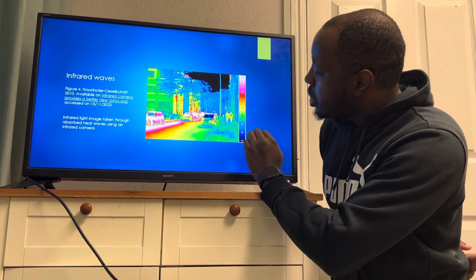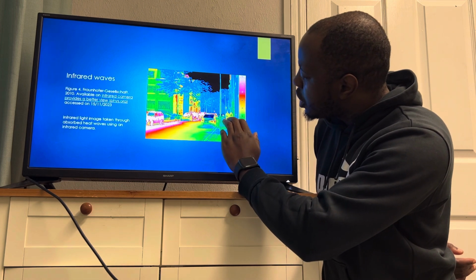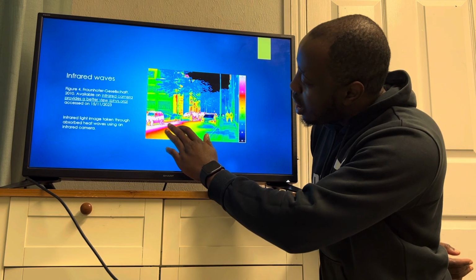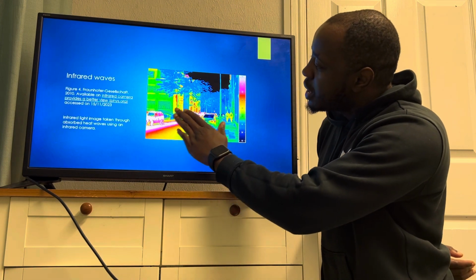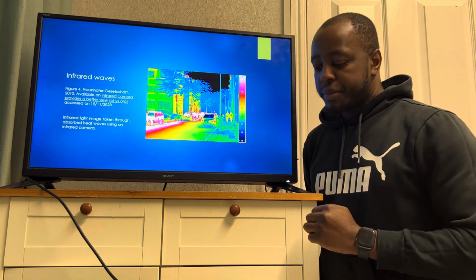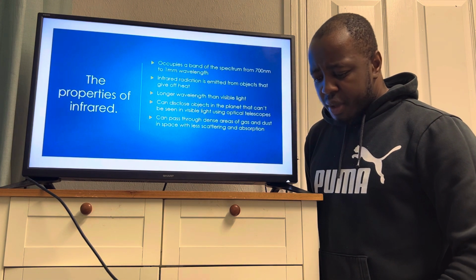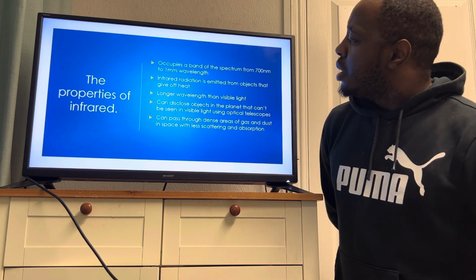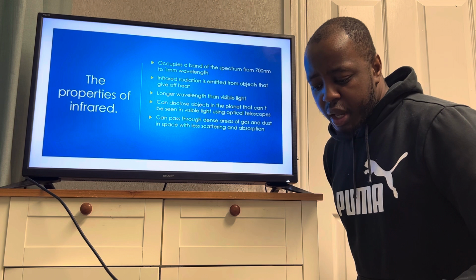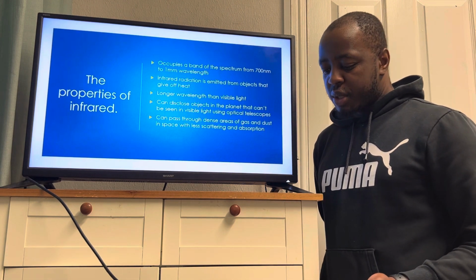Okay. So you've got a car there, it's emitting a bit of heat. There's red shade on it. You've got people there with red shades on them. They've got a building with red shades on the road there. So all that indicates heat, which then translates to infrared waves, right? And again, we did say infrared can disclose objects in the planet that can be seen and can pass through dense areas of gas and dust.